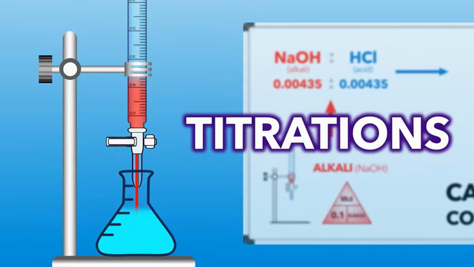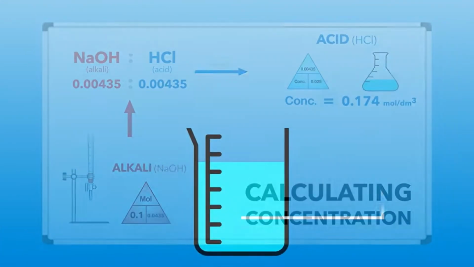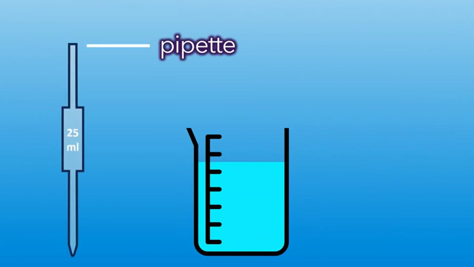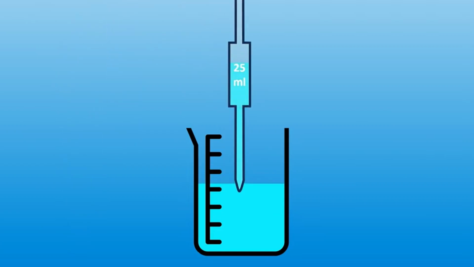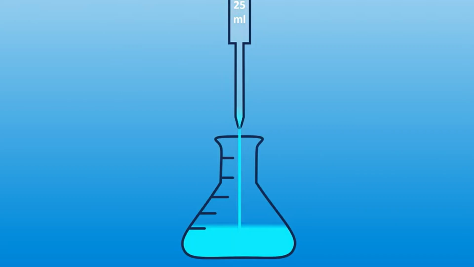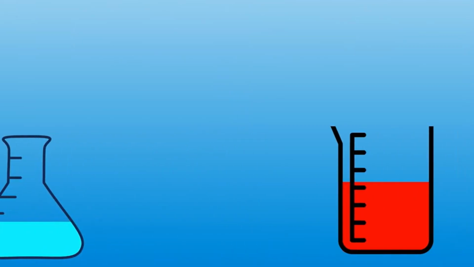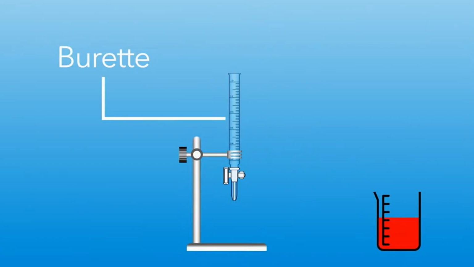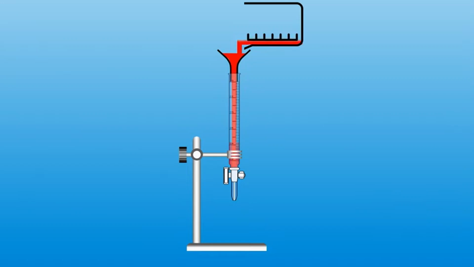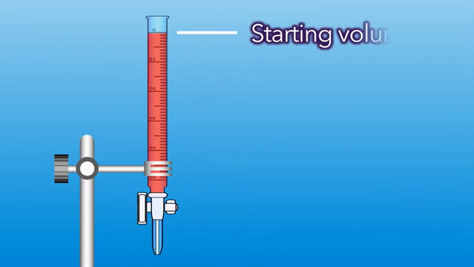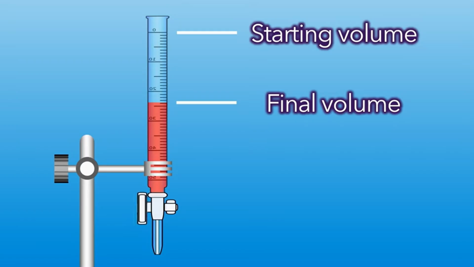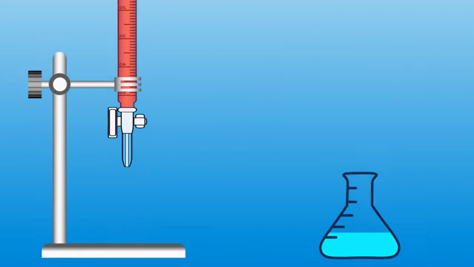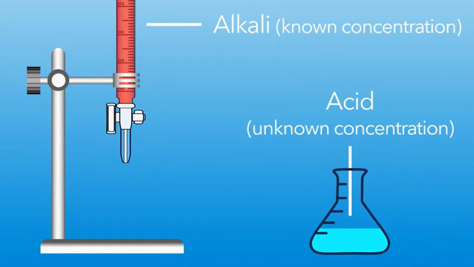Titrations can be used to calculate the concentration of acids. Here's our hydrochloric acid of unknown concentration. Using a pipette, we add a 25 cm³ sample to a conical flask. We then take our alkali, sodium hydroxide, of known concentration and add it to a burette using a funnel. By taking note of the starting and final volume, we can see exactly how much alkali was added to neutralise our sample. Our alkali is now ready to neutralise our acid.